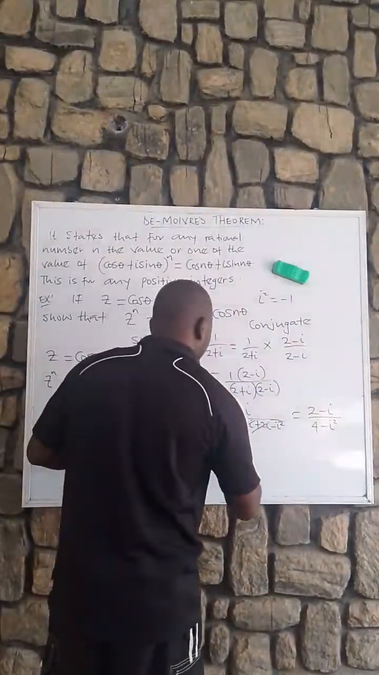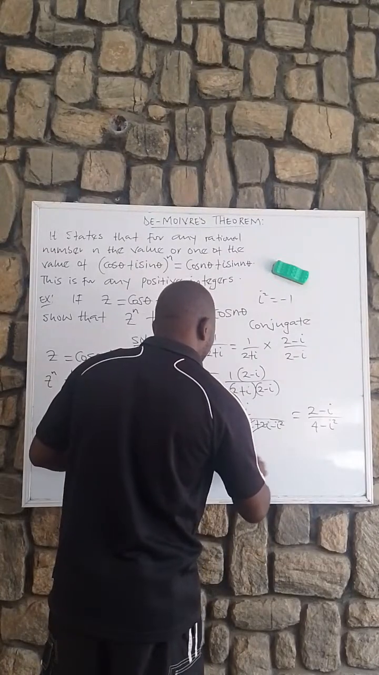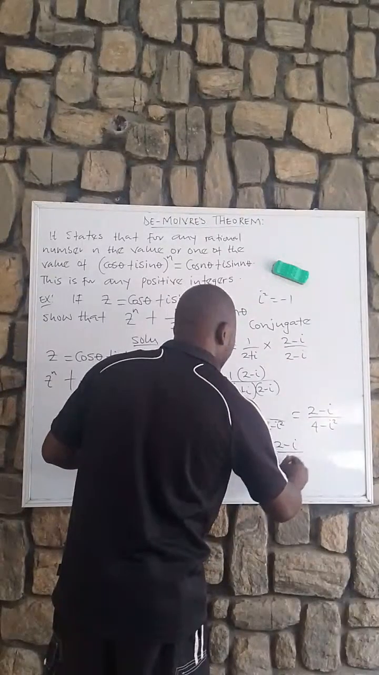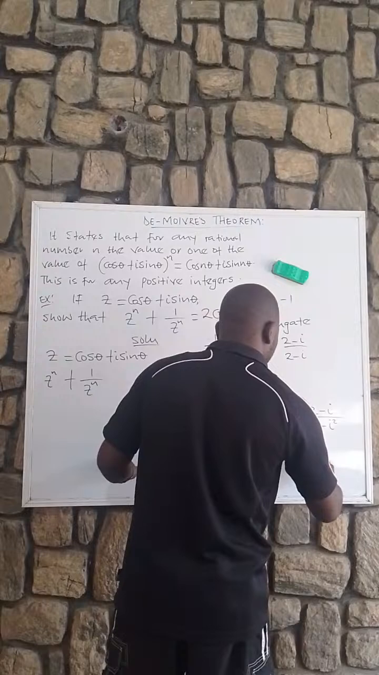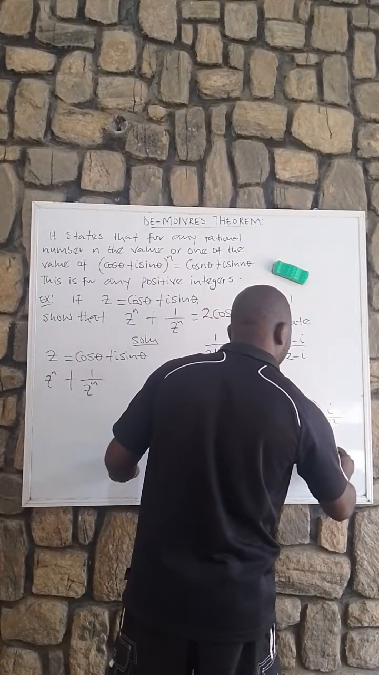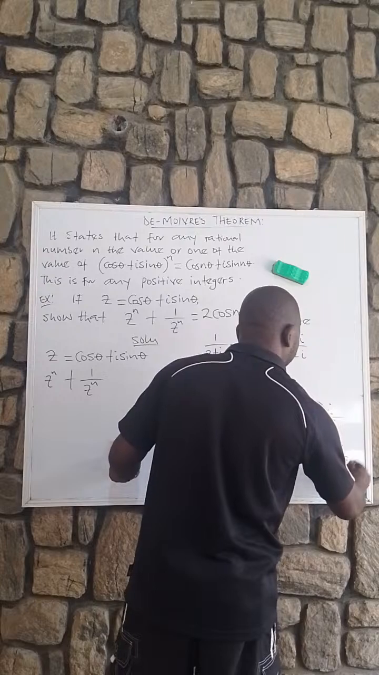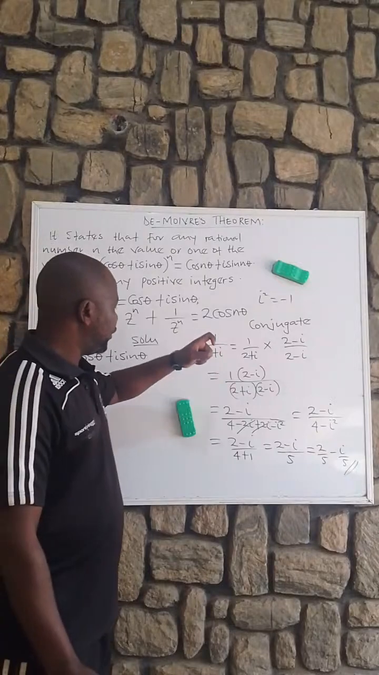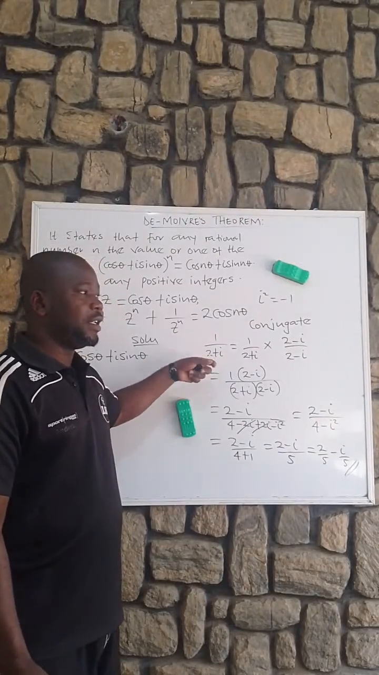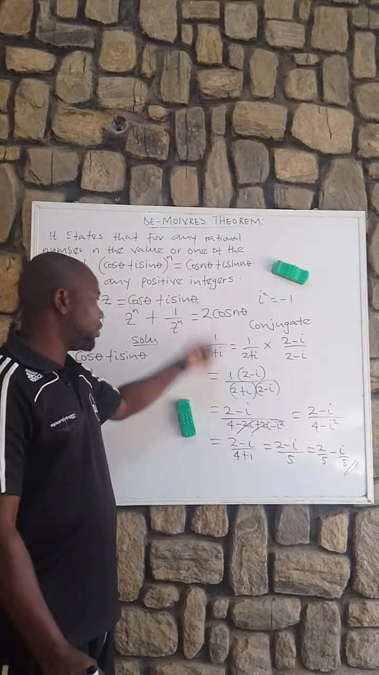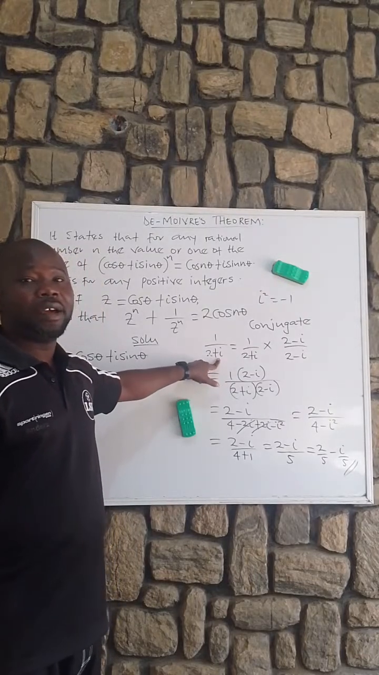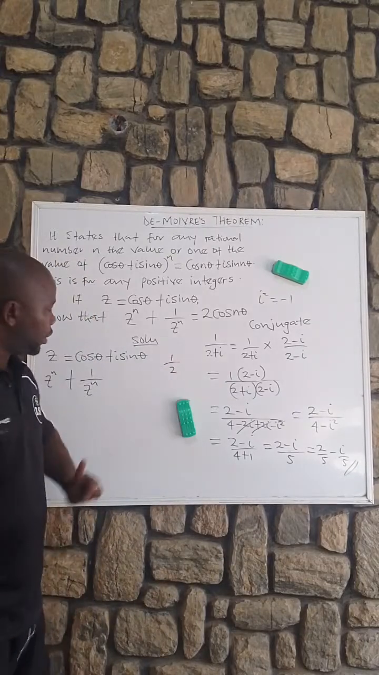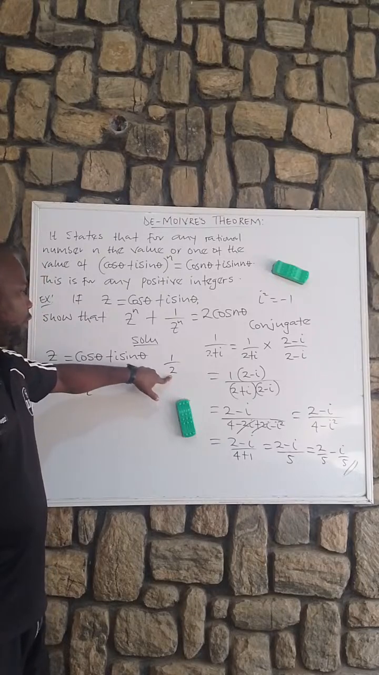True or false? So we are going to have 2 minus i all over 4 plus 1, which is 2 minus i all over what? 5. Then this is equal to 2 all over 5 minus i all over 5. So this is the right answer. This is where you are supposed to stop. If you have anything like this, don't stop here. Your answer is incomplete, so you have to conjugate because of the complex number. But supposing it is in this form, okay, you can stop here.